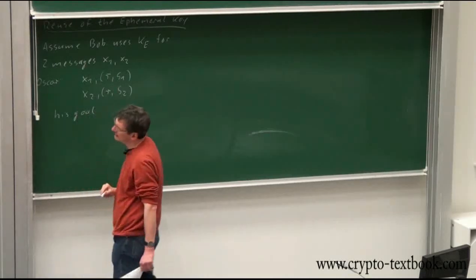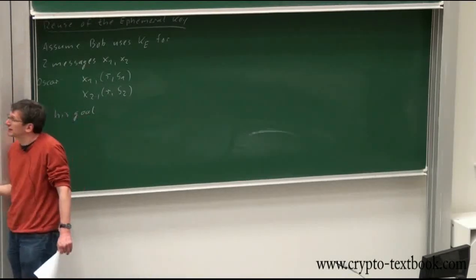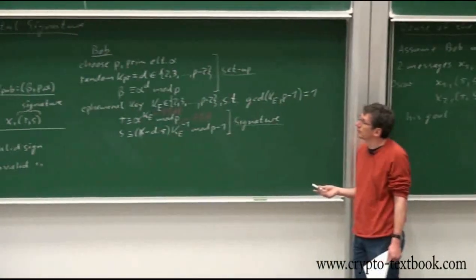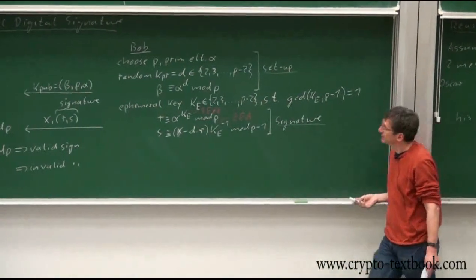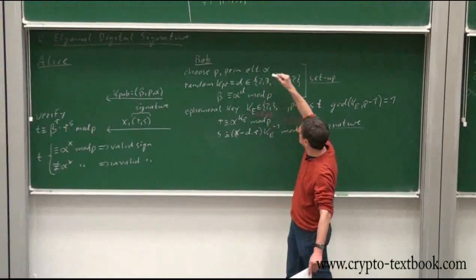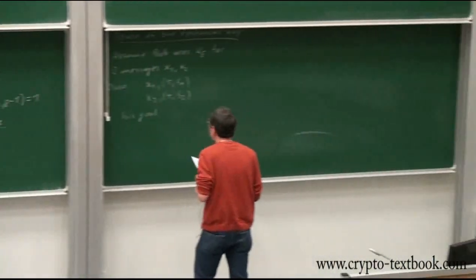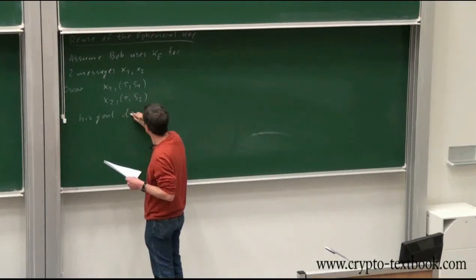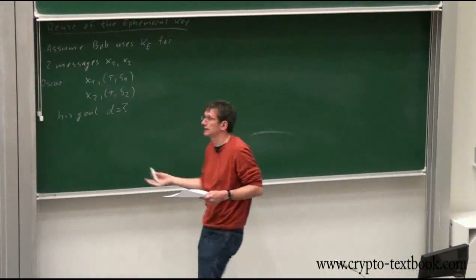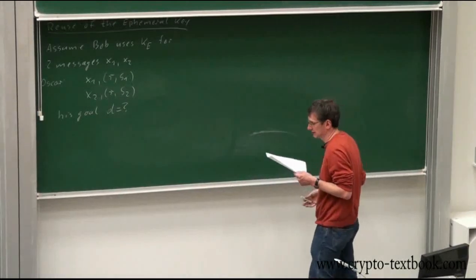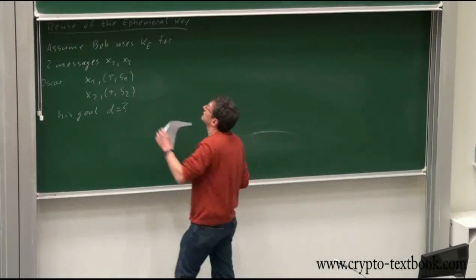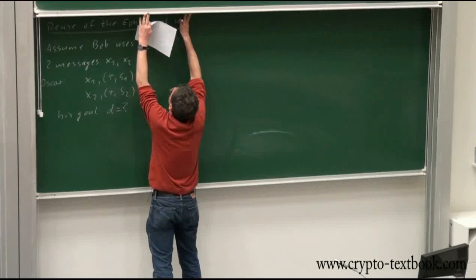What he would really like to know, what do you think is a big prize? What is a really cool thing to know for Oscar? The private key, which is somewhere here, D, right? So, and now let's see, can he construct the private key? And in fact, he can. It's not that complicated.